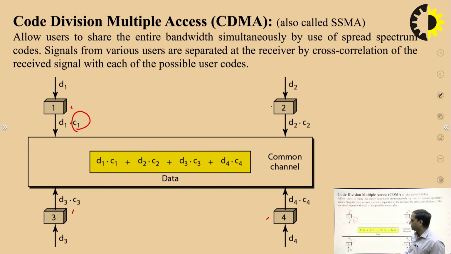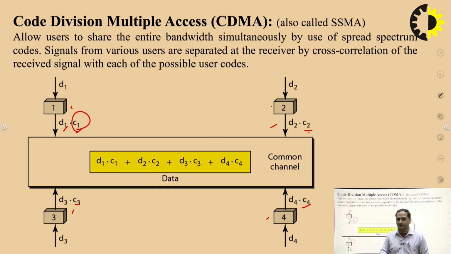The data stream of user 1 will be multiplied with the code, meaning we are modulating the data D1 with code 1. In the same way, user 2 will have code 2, user 3 has code 3, and user 4 has code 4. All the different users have different PN codes. So data can be multiplied or modulated by the different codes in the code division multiple access technique, right? So these are different from FDM and TDM.